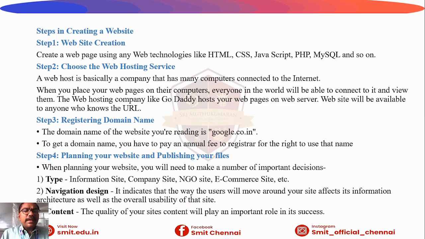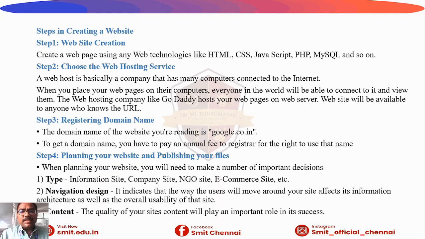Now, steps in creating a website. First one is, you need to create a web page using technologies like HTML, CSS, JavaScript, PHP, etc. Then step number 2 is to choose the corresponding web hosting service. For example, GoDaddy is a web hosting service to which we have to submit our web page for hosting purposes. Step number 3 is registering the correct domain name.